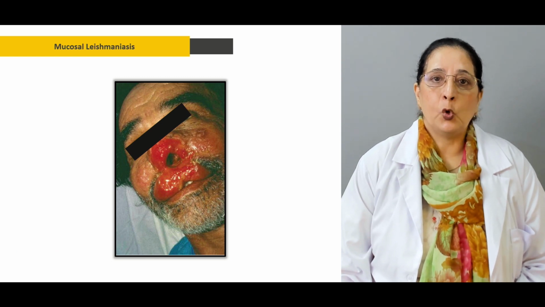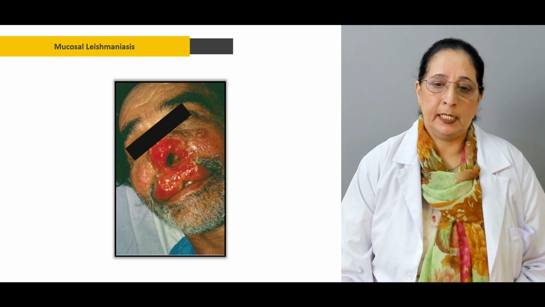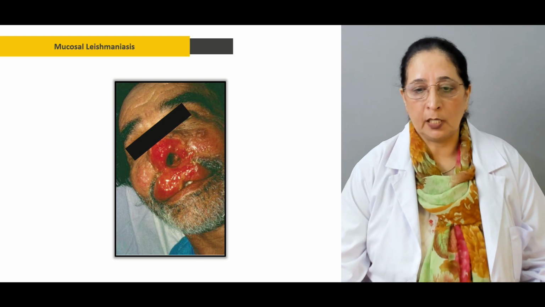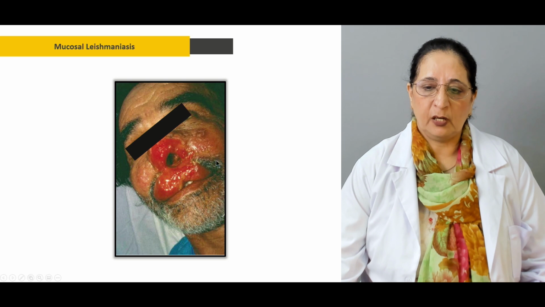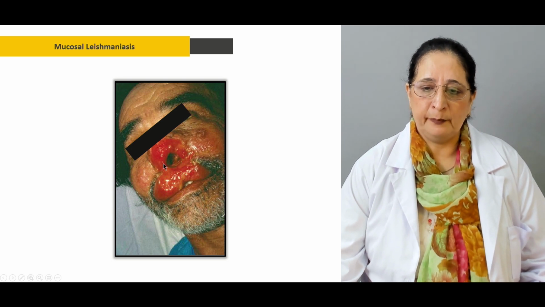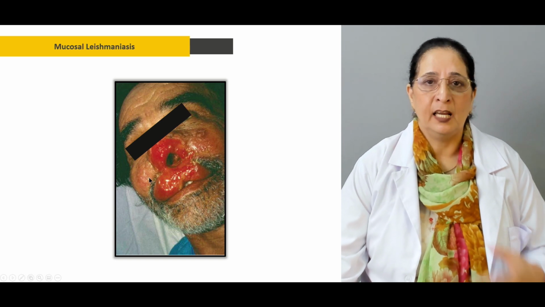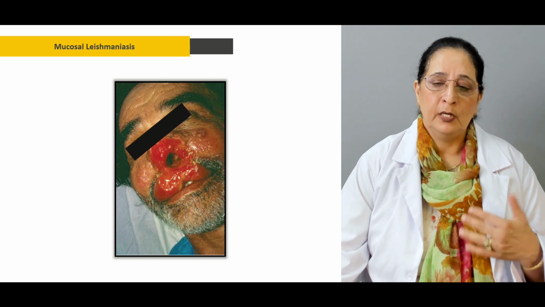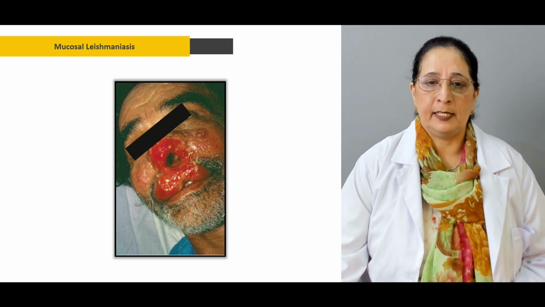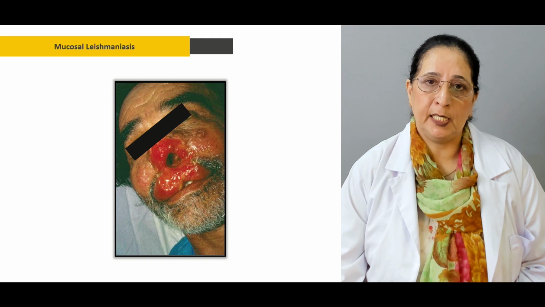Then we have mucosal leishmaniasis. It involves the mucosa. You can see the sites of involvement: the mucosa of the oral cavity, the lips, then the nasal cavity is affected. It involves the mucosa of the pharynx also. So mucosa is affected in mucosal leishmaniasis.